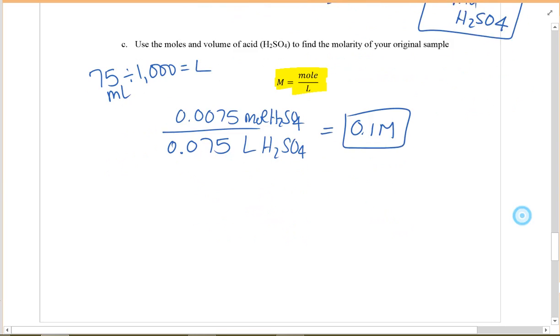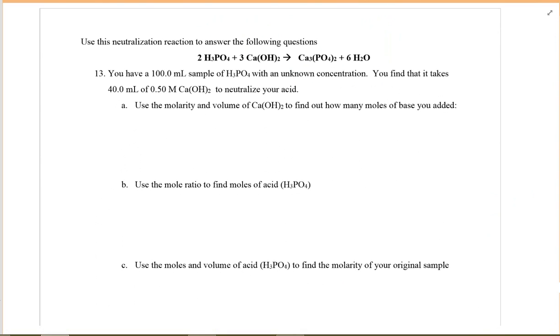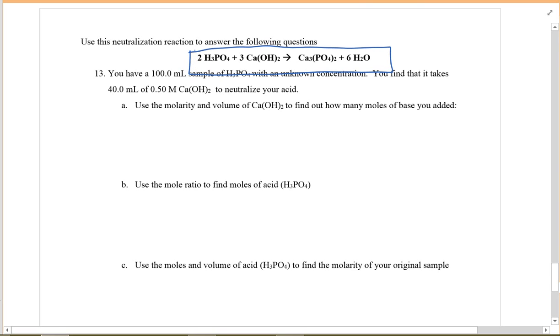All right, so that's one titration problem. Let's do 2 more just to make sure we've got the hang of it. Okay, here's a different reaction. We've got a different balanced chemical equation. You'll notice in this reaction it appears as if it's a 2-to-3 ratio in which my acid and base react.